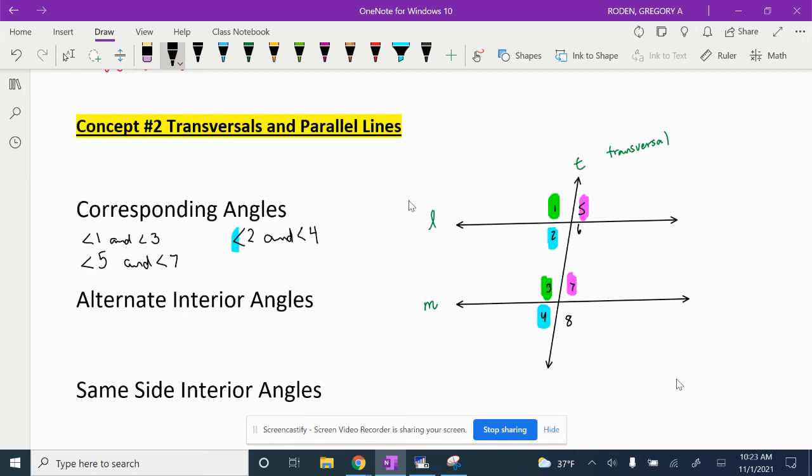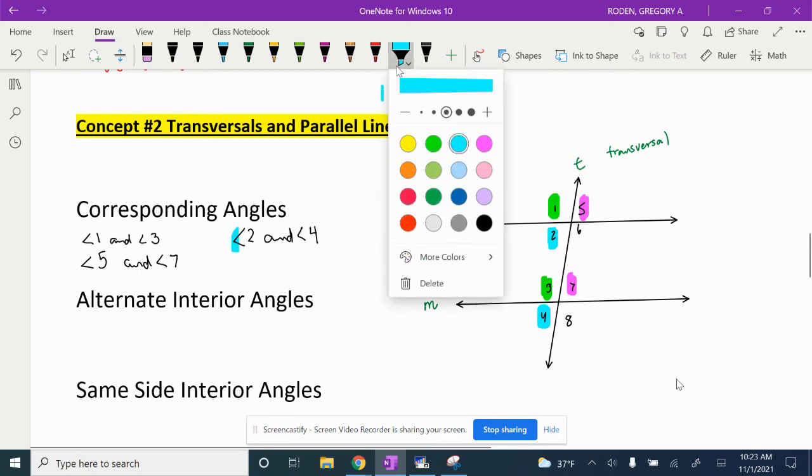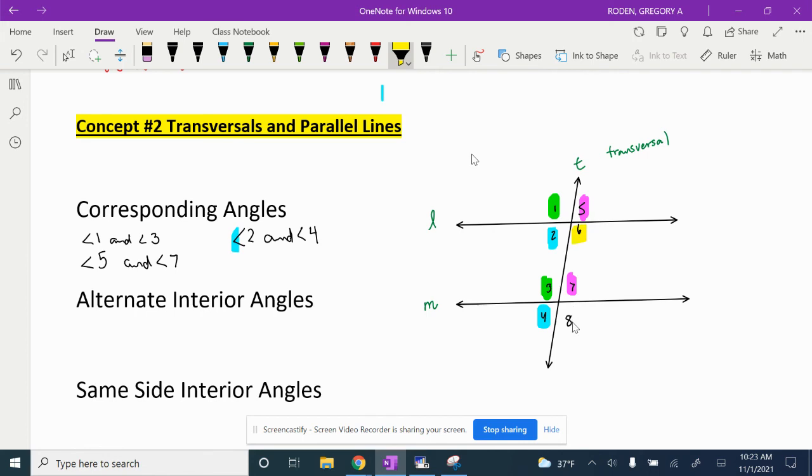We'll stick with you, Rachel, on this next one. What would be the last two, Rachel? 6 and 8. Very good, Rachel. So now we're talking about 6 and 8. Those are corresponding angles, okay?